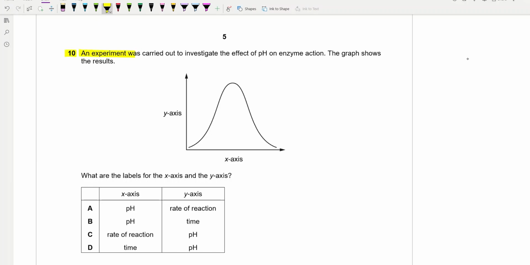Question number 10. An experiment was carried out to investigate the effect of pH on enzyme action. The graph shows the results. What are the labels for the X-axis and Y-axis? pH would be on the X-axis, so option A and B, and rate of reaction would be on the Y-axis. So the answer would be option A.